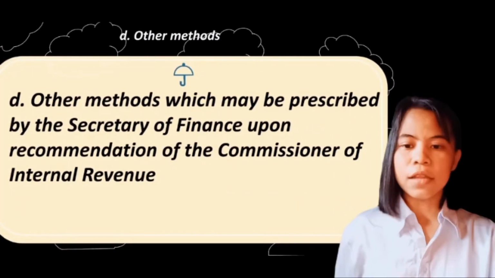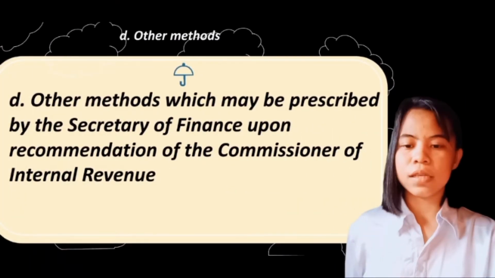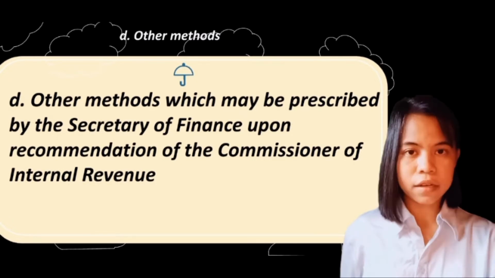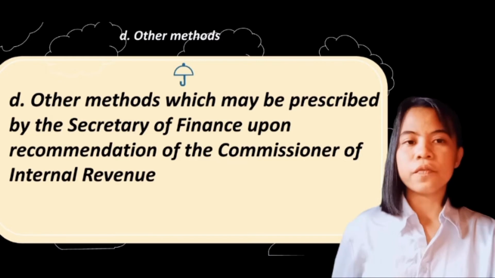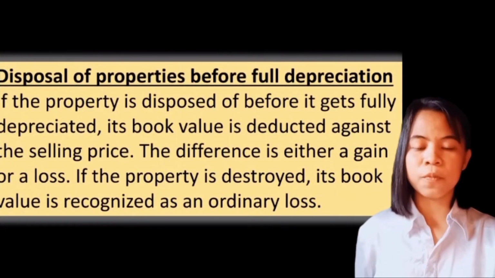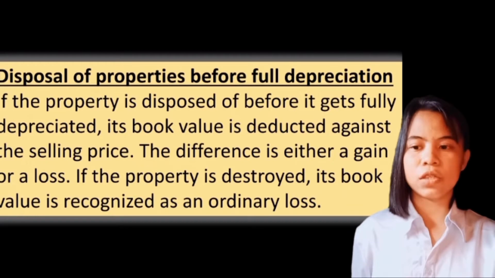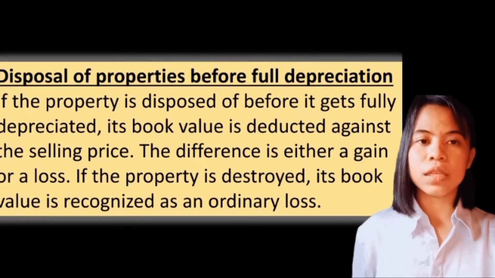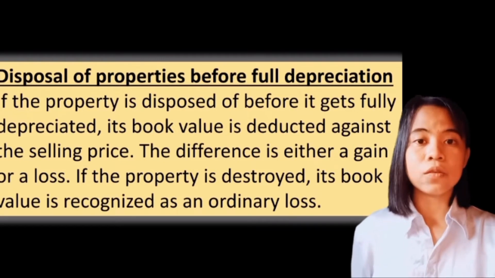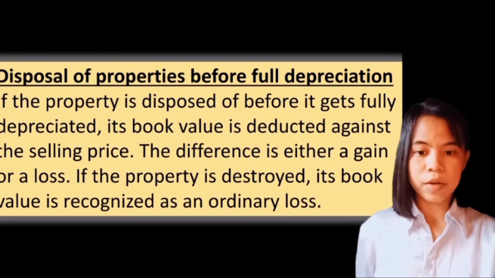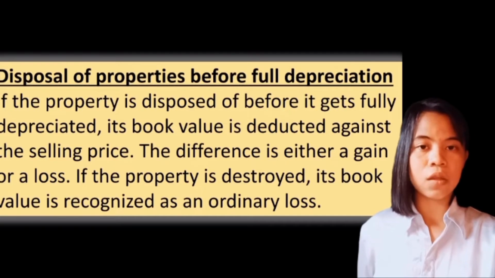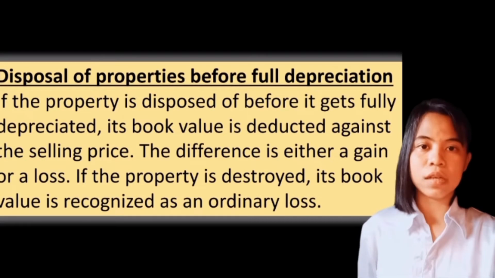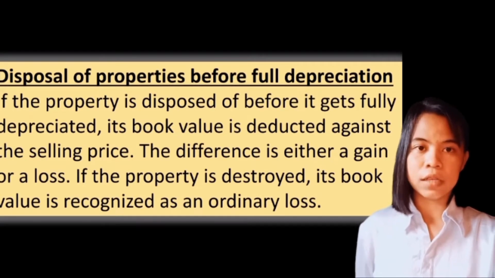Other methods which may be prescribed by the Secretary of Finance upon recommendation of the Commissioner of Internal Revenue is the fourth method for depreciation. Disposal of properties before full depreciation. If the property is disposed of before it gets fully depreciated, its book value is deducted against the selling price. The difference is either a gain or a loss. But if the property is destroyed, its book value is recognized as an ordinary loss.